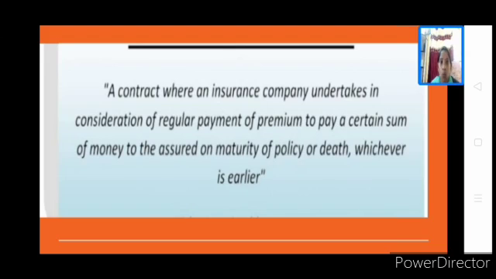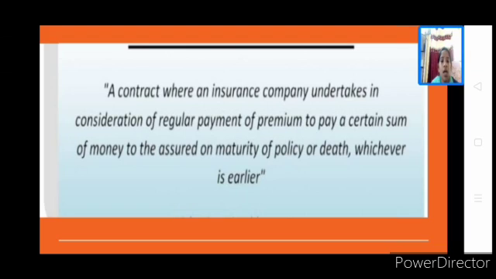A contract where an insurance company undertakes in consideration, that is for some fee, of regular payment of premium to pay a certain sum of money to the assured on maturity of a policy, death, whichever is earlier. So it is purely about life insurance. When I say insurance, there are two different types of insurance, that is life insurance and general insurance. The insurance what you take for your vehicles, your property, we call it as general insurance. All those comes under your general insurance.